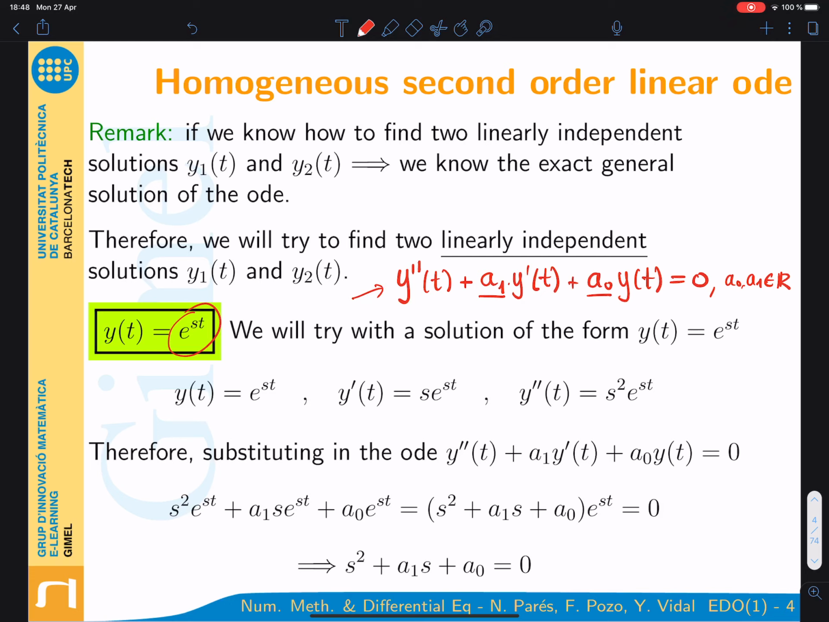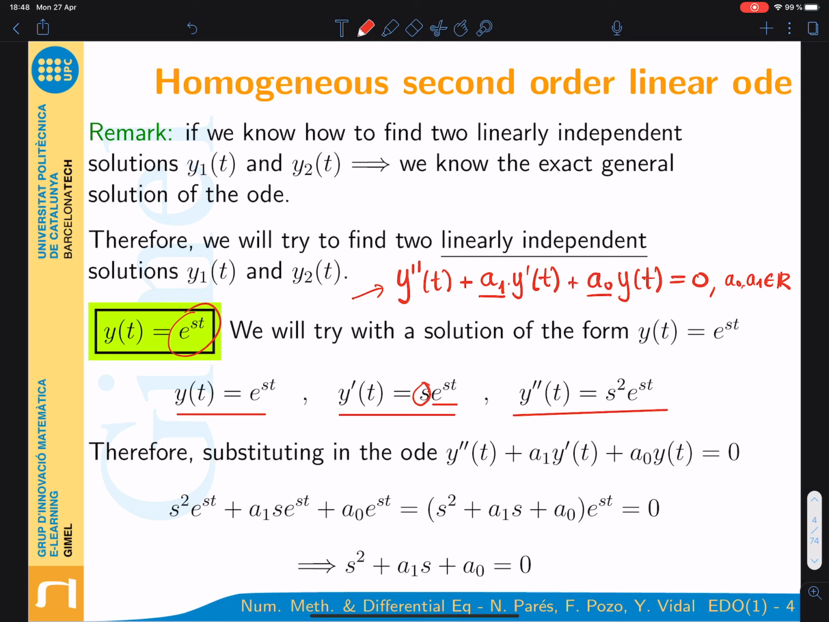Let's try. y(t) is proposed to be the exponential. Let's compute the derivative of the exponential. Well, it's just itself, but I need to multiply by the derivative of the exponent, which is s. And then I need to compute the second derivative.